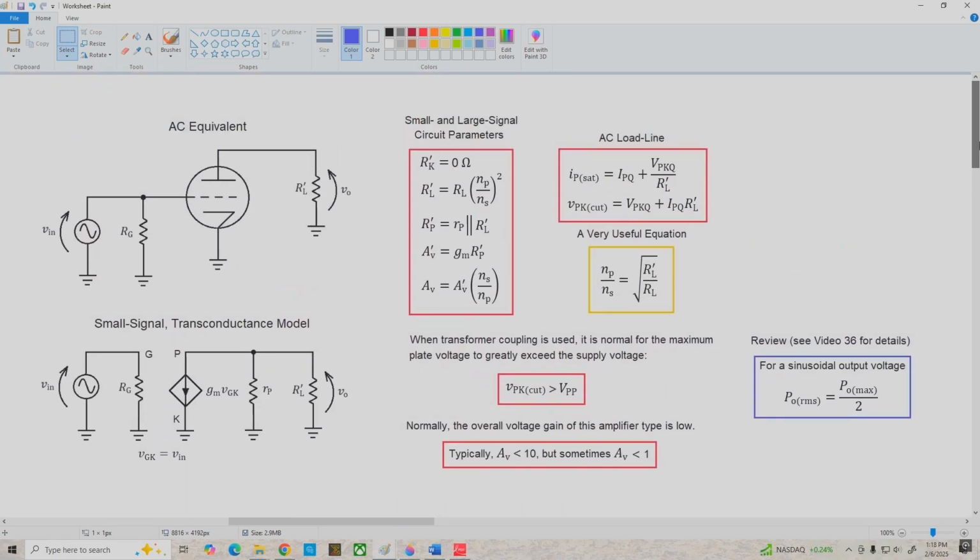Okay, now the best way to internalize all this and kind of wrap your head around it is just to go and do a problem. So let's go on over to the next page and work a practical problem.